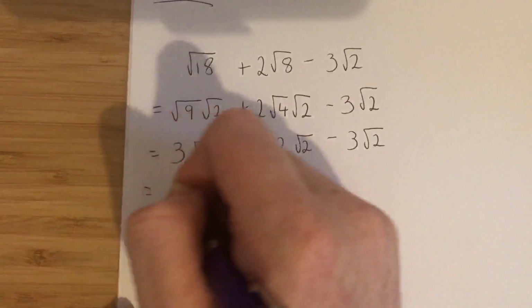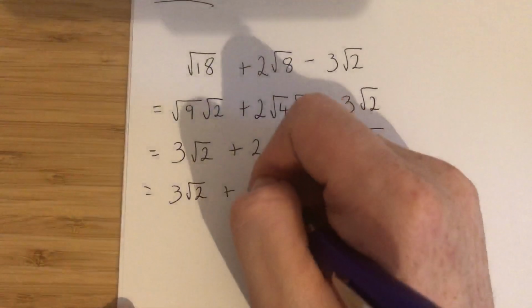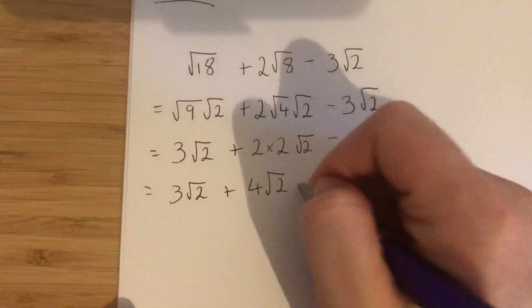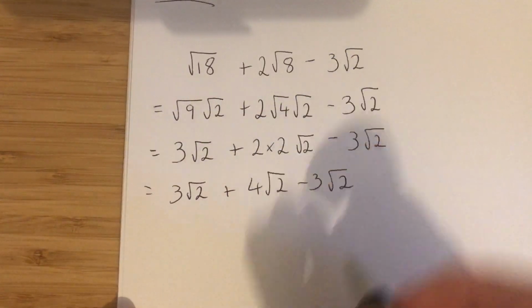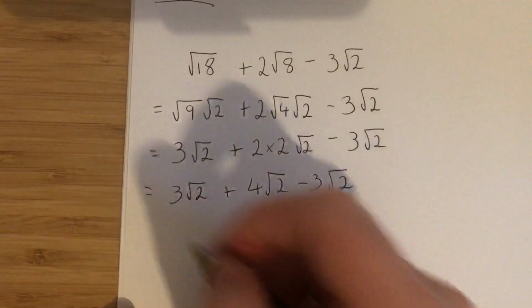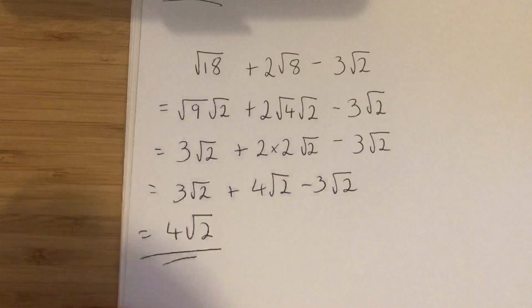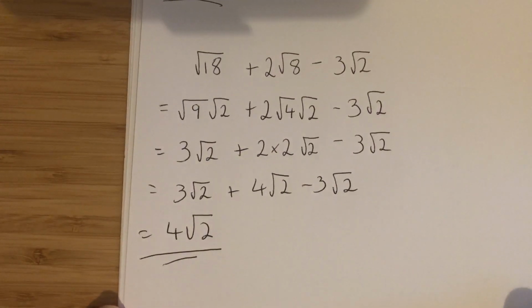So just tidying that one up in the middle. 3 root 2 plus 4 root 2 minus 3 root 2. So 3 root 2 plus 4 root 2 is 7 root 2. Minus 3 root 2, you end up back at 4 root 2. And that's you ready to add and subtract surds.